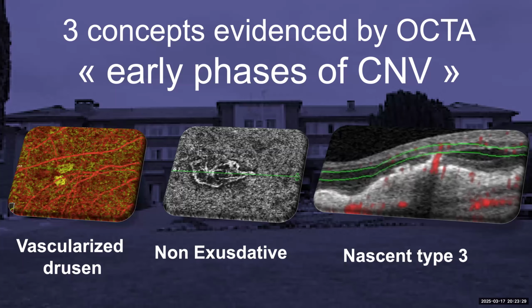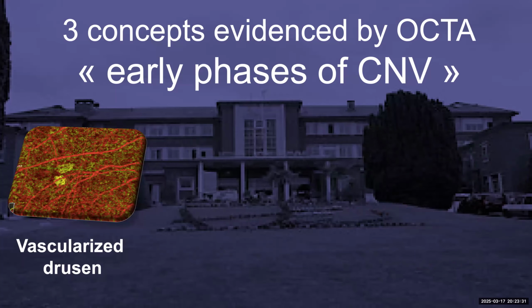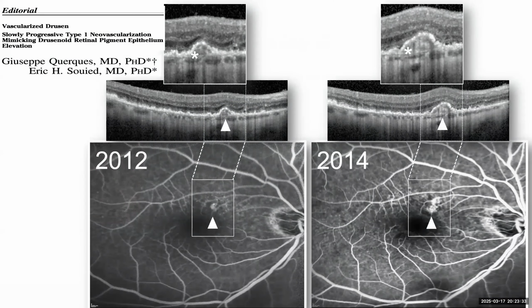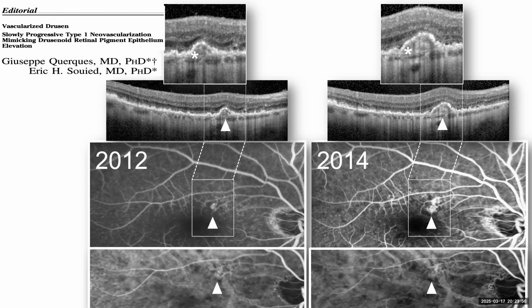Let's first begin with the vascularized drusen. These vascularized drusen were identified mainly at the very beginning by ICG. On ICG, we observed some CNV within the drusen. It looked like a drusen on OCT, but on ICG, we observed CNV, this hypercyanescent lesion, no leakage on FA, only on ICG.